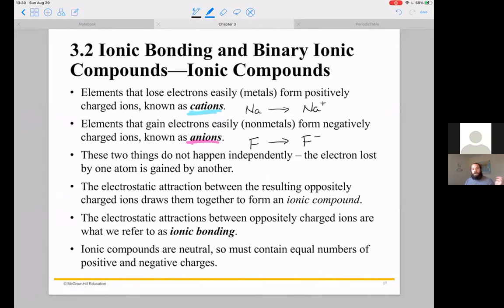We know that a negatively charged ion will be attracted to a positively charged ion. So in this case, my positively charged sodium will form a bond with the negatively charged fluoride ion. This is what we call an ionic bond, right? In physics, you would call it a Coulombic interaction, an interaction between charges.